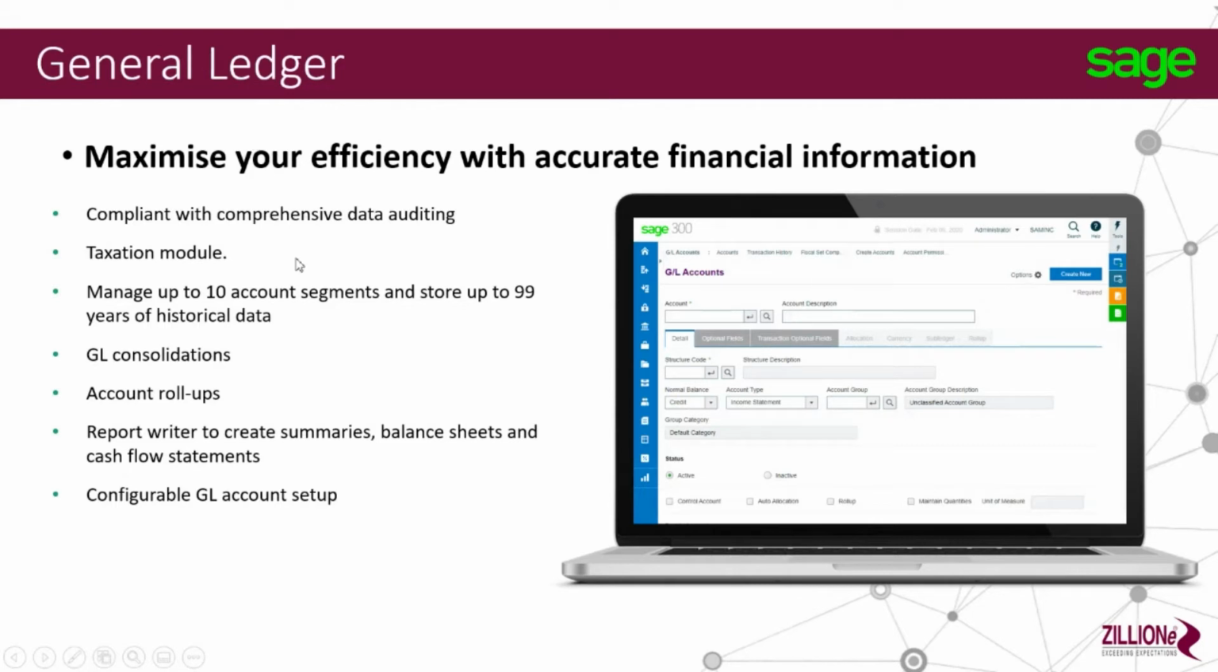So of course, with the general ledger, you can maximize your efficiency with accurate financial information. Apart from standard general ledger functionalities, you can manage up to 10 account segments and store up to 99 years of historical data. That is if you purchase the premium suite of the Sage 300 licenses. Apart from that, you have the taxation module, which is very well streamlined, the GL consolidations as an added module, and also the account rollups, which are specifically useful for finance managers and controllers, if any are logged on today. In terms of report writing, Sage 300 has evolved a lot over the years. Compared to the reports available in previous versions, Sage 300 now has quite a few comprehensive standard reports available within the general ledger as well.